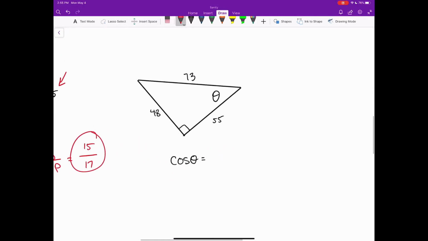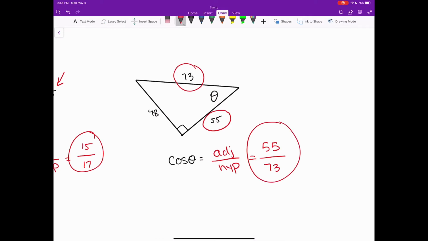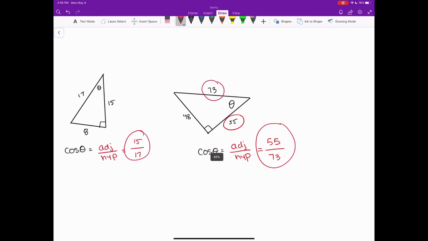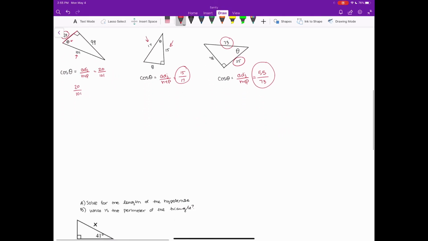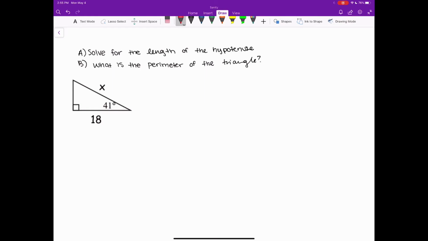This next one, cosine of theta again, just so we hear it one more time: adjacent over hypotenuse. My adjacent side is going to be that 55. The hypotenuse, my longest length, the side that is opposite of my right angle, is the 73. And there is my ratio. Let's move on to an example. I'm kind of going quick through these, but these are all things that we've done. Now we're just putting a new name to it, right?